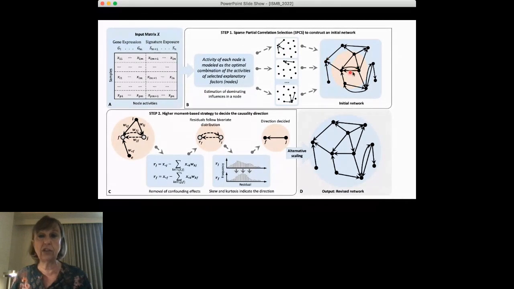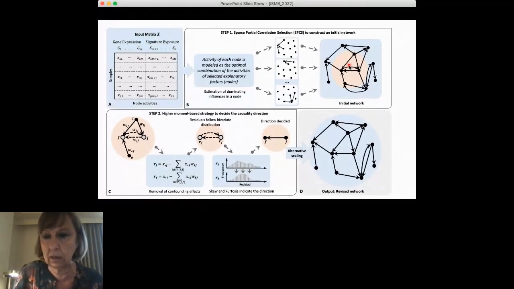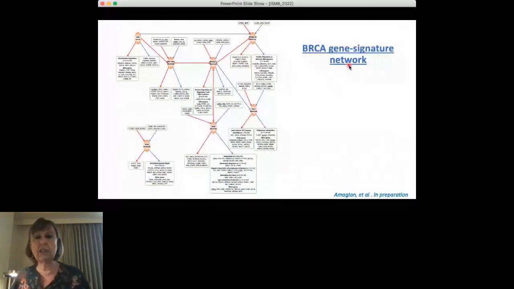Some of the edges would be bidirectional, so that both the activity of this node requires activity of the other node, and some will be unidirectional. We have some additional procedure to reduce the number of bidirectional edges, but at the end of the day, perhaps the most important part of this approach is the sparsification. The direction is perhaps less important. With that, we've been able to gain much deeper understanding of the same breast cancer data.